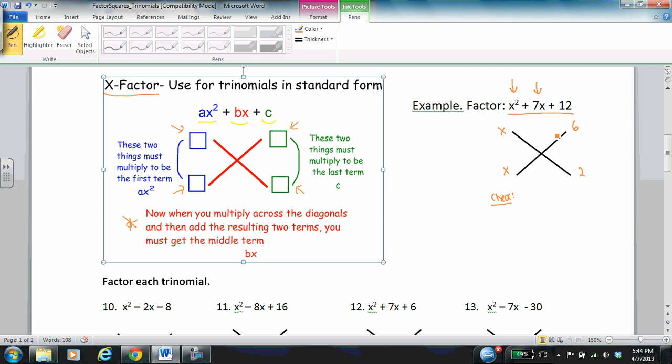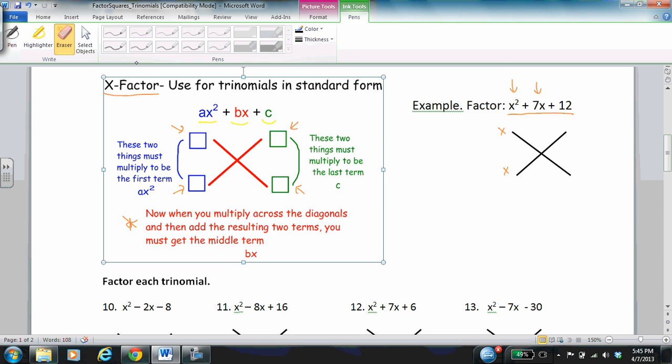Multiply across the first diagonal, and I get 2x. Multiply across the second diagonal, and I get 6x. When I add those, I get 8x. So that is a big fat wrong, because I want to get 7x. So I have to try again.